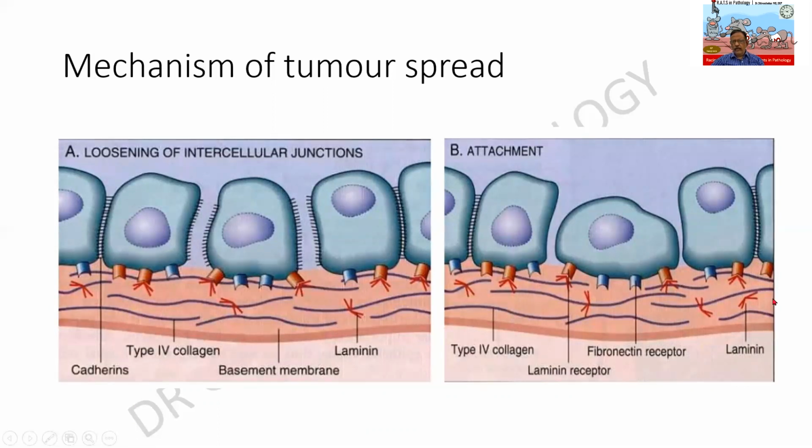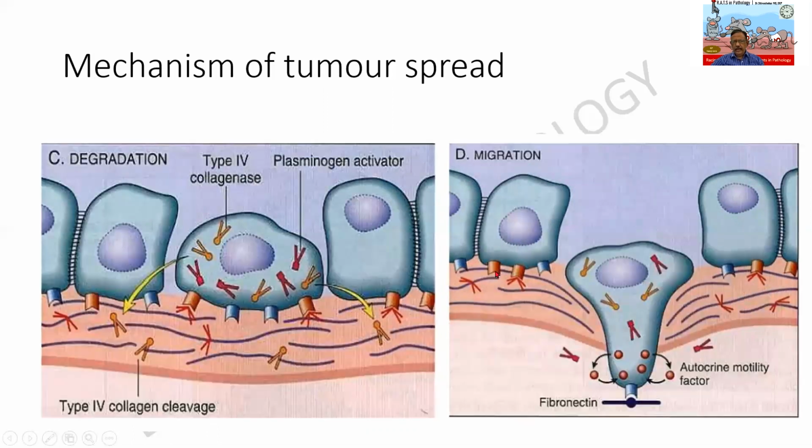So this is mainly made up of collagen, type 4 collagen, and these are laminin receptors, and these are laminins on the tumor cells which get attached to the receptor. The moment they get attached, you find the tumor cells start secreting a lot of these enzymes called collagenase, protease, etc. And this collagenase starts digesting the collagen that is surrounding the tumor cells.